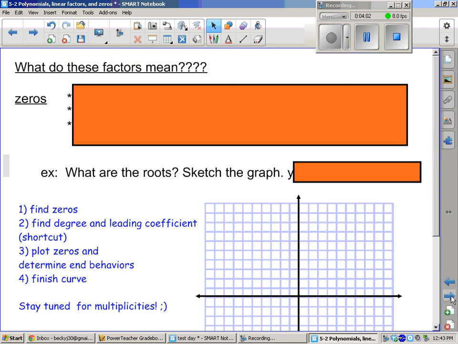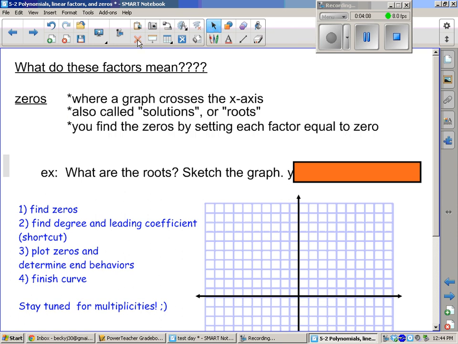Why do we need to factor these things? Well, they're going to help us find the zeros. The zeros are when y equals 0. So it's basically where it crosses the x-axis. So x-intercepts are kind of the zeros. Some math books call them solutions, some call them roots. We're calling them all 3, so you've got to get used to that.